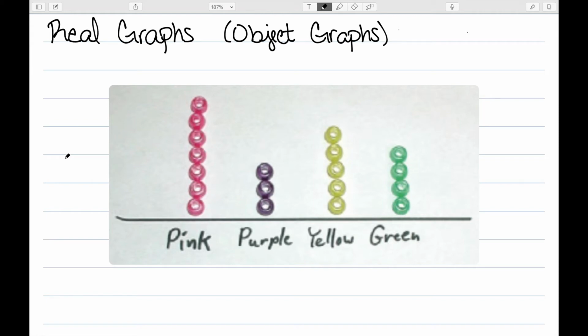For this, let's suppose we have a tub filled with small beads that are all alike except they have different colors: pink, purple, yellow, and green. We can mix up the beads and scoop some out, and then we just go ahead and stack the actual beads according to their color to make a graph. This would be an example of a real graph.